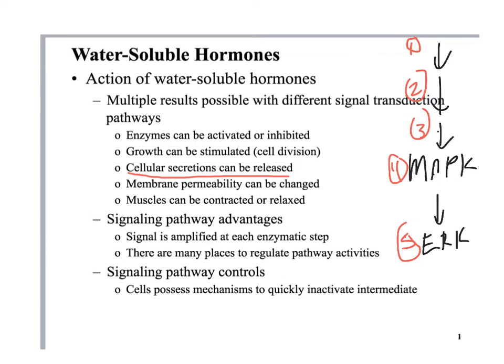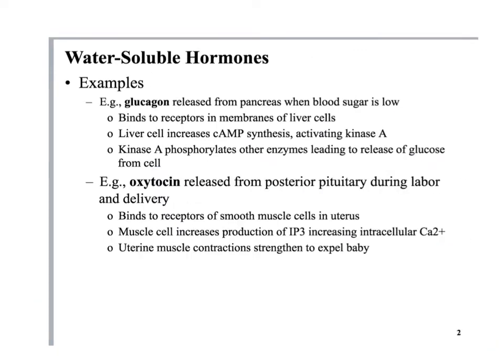Questions on the signal transduction pathways? So let's go through 2 examples of water-soluble hormones. Glucagon. Glucagon comes from the pancreas, right, and is released when blood sugar is low.